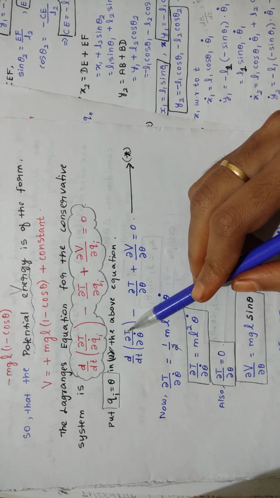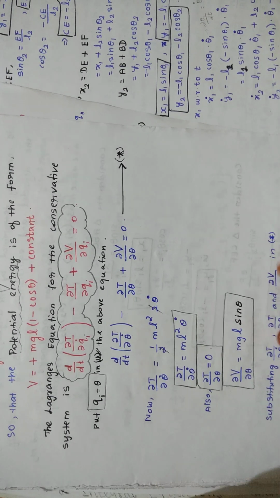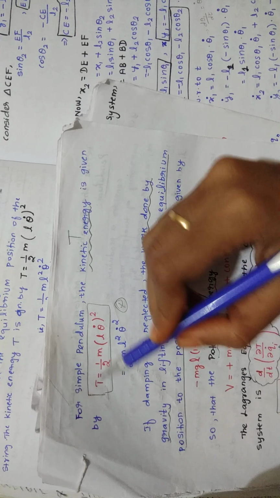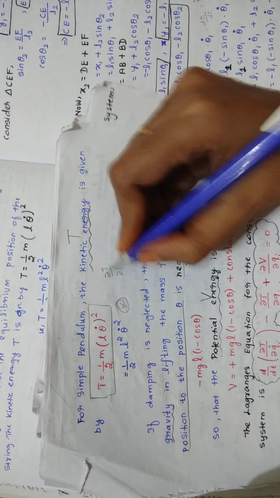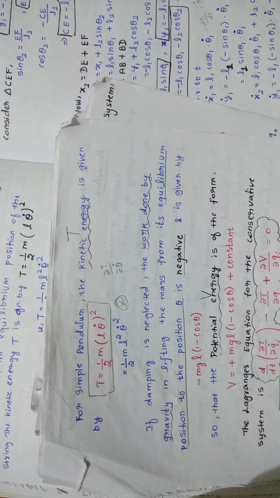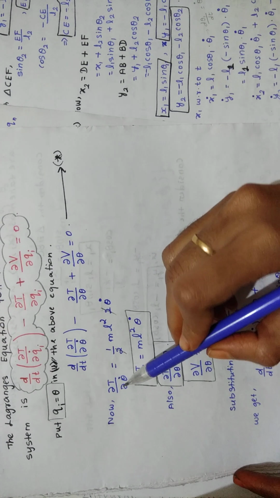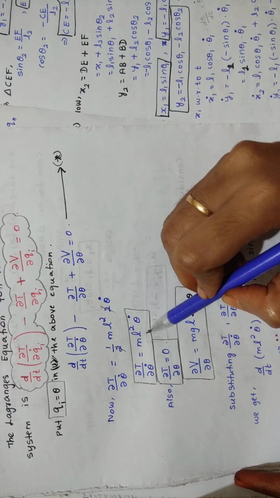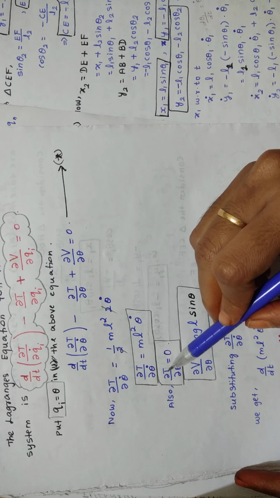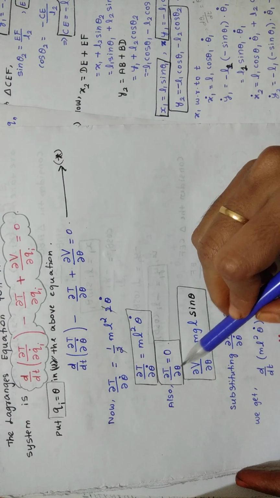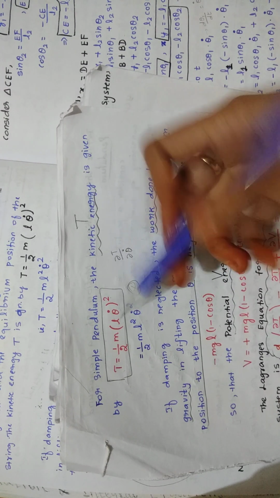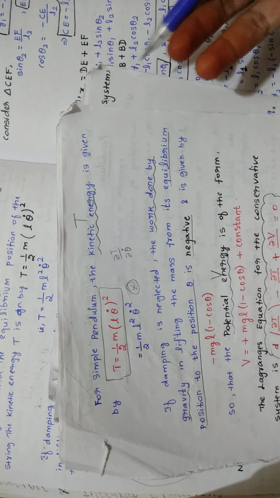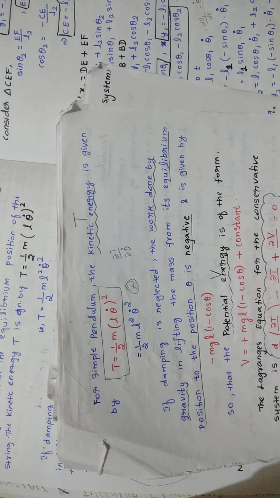You have to partially differentiate T with respect to theta dot. Here you have the value of T, and from this you can easily find dou T by dou theta dot. When you partially differentiate it with respect to theta dot, you will get this value. Similarly, when you partially differentiate T with respect to theta, you will get 0, because T has no theta in it.